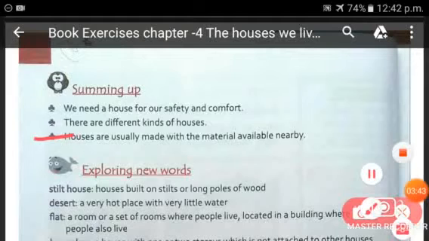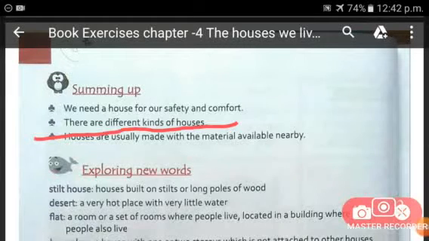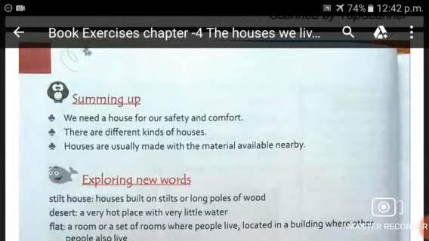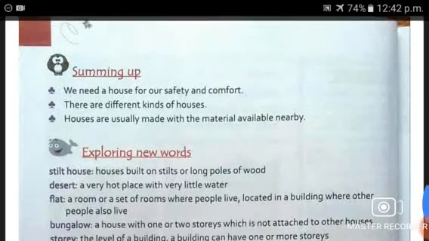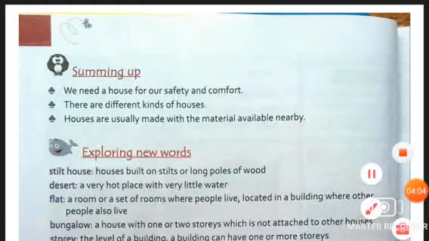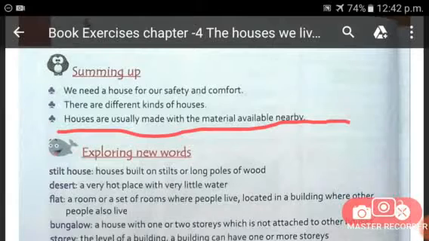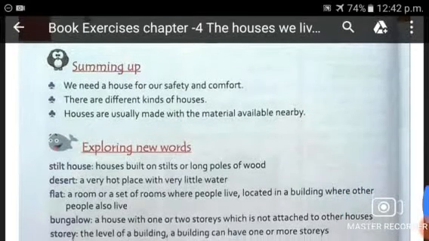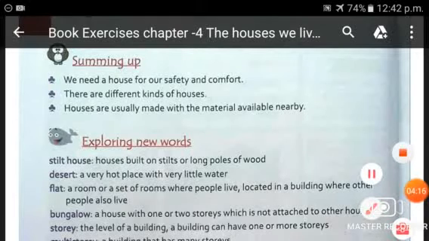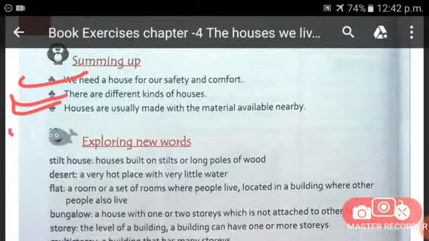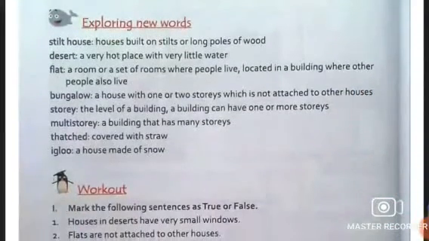Next, there are different kinds of houses, like stilt houses, mud houses, houses with a sloping roof, multi-story buildings, and single story buildings which are called bungalows. The next point is houses are usually made with the material available nearby. So we make our houses with the things that are easily available nearby. These are the important points of this chapter that you should always remember. So, move ahead.